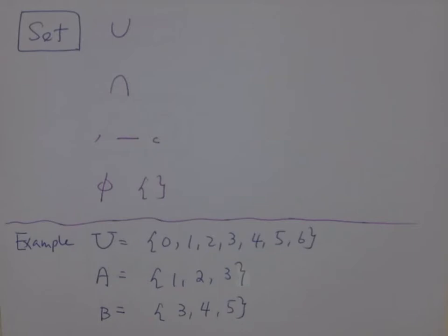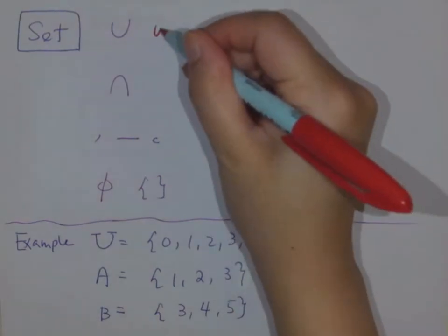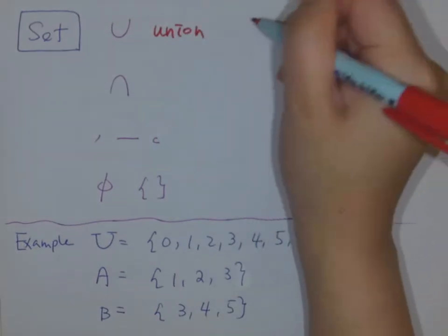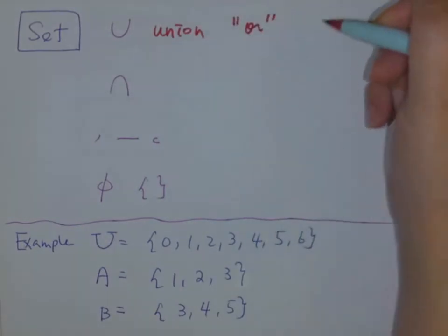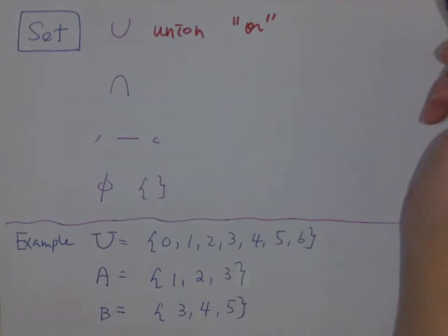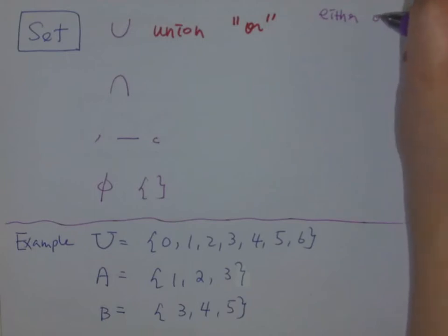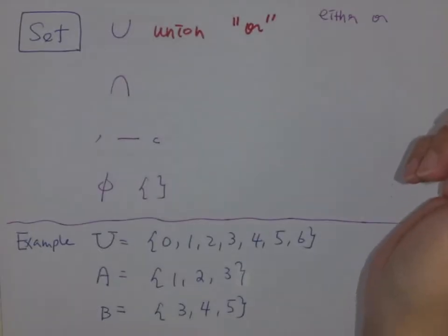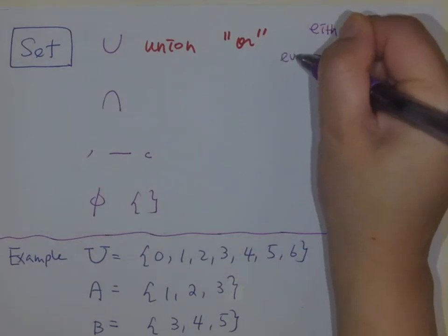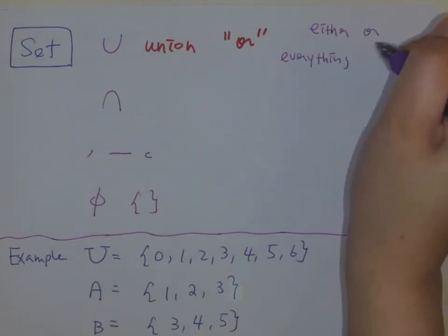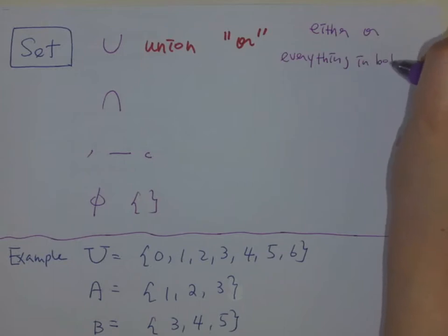For the first one, if you see a U shape, that means union. So for union, the keyword for that is "or". And this means like either-or, and we want everything in both sets. If you need to pause the video and write down some of these, you can certainly do it.